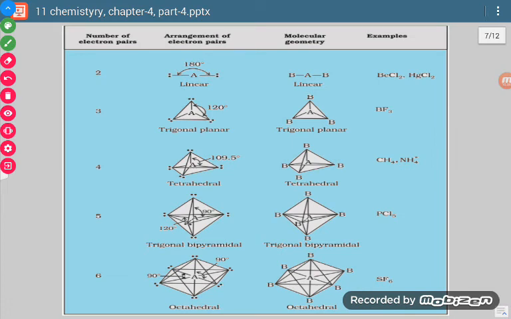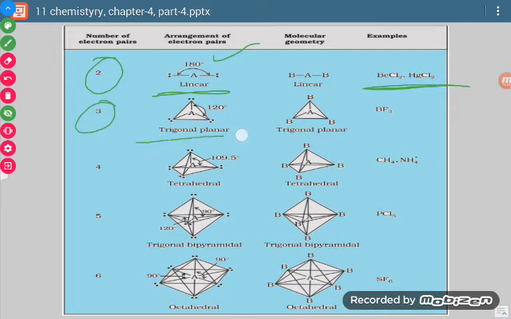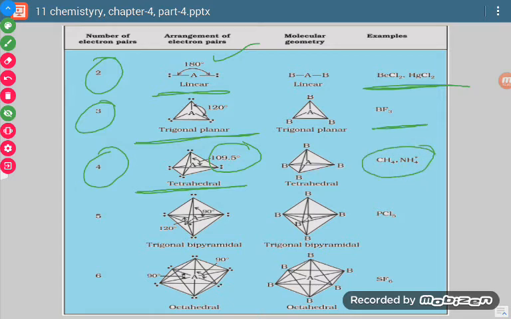Now let us discuss it collectively. If there are 2 electron pairs, then geometry is linear and bond angle is 180, for example BeCl2. When there are 3 electron pairs, geometry is trigonal planar and bond angle is 120, and the example is BF3. If there are 4 bond pairs, then the geometry is tetrahedral, bond angle is 109.5 degrees, and the example is methane, CH4.